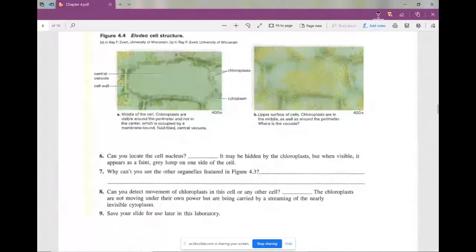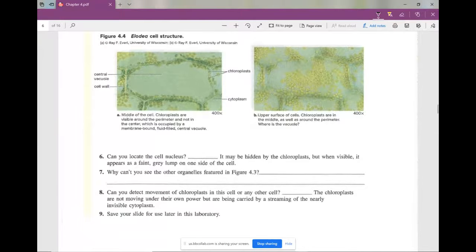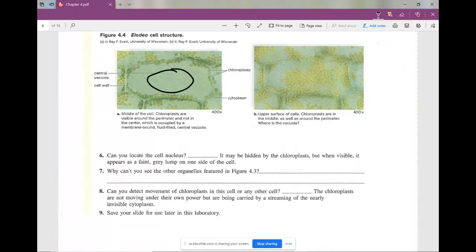Okay, so this was the first observation of the day, which was the Elodea cell structure, and you were able to see the central vacuole and the chloroplasts, these things, that are pushed up against the periphery of the cell. All right, can you locate the cell nucleus? I'm going to tell you no, because it was very difficult to see that and distinguish it from the chloroplasts. On occasion, some people were able to see it, but since we don't stain this cell, it would have been very difficult to see, so I would accept no.